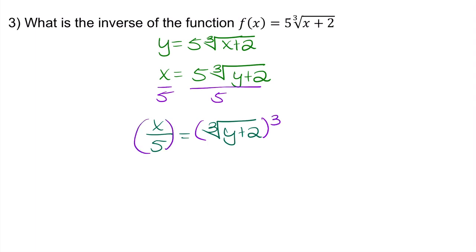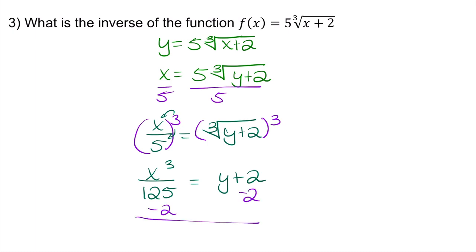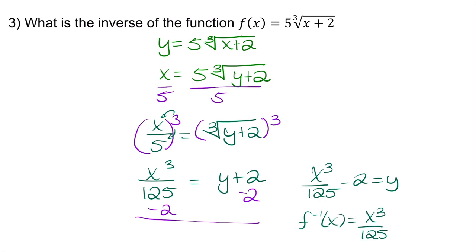Okay, so now to undo that cube root, I'm going to go ahead and cube both sides. So when I cube both sides, remember I'm cubing everything. Okay, so on the left side, that third power will go to both of these terms. So I have x cubed over 5 cubed, which is 125, and that equals y plus 2. Notice here y is still not isolated, so I'm going to go ahead and subtract 2 from both sides. And when I subtract 2 from both sides, I get x cubed over 125 minus 2 equals y. Right, and that is now my inverse function because I have actually isolated y. Okay, so x cubed over 125 minus 2 is my inverse.